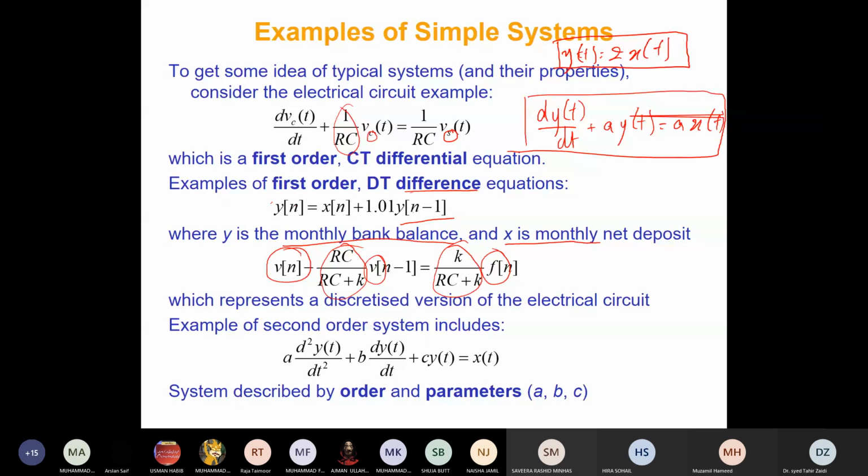Now, we may have higher order systems also, for example, a discrete time second order system where we have a second order difference. So how do we describe the order? It is the highest order differential that we have in a differential equation, or the highest order of difference that we have in a difference equation.